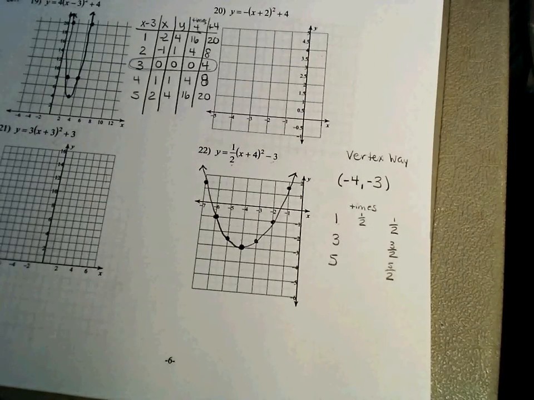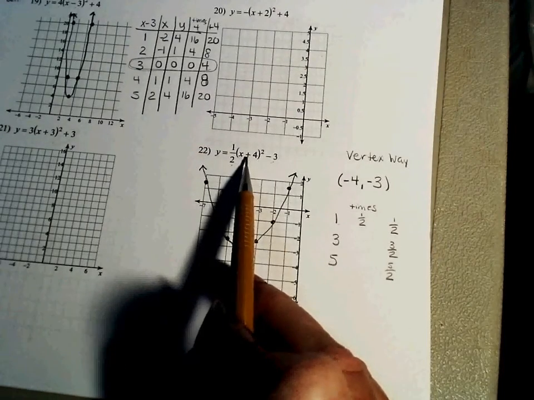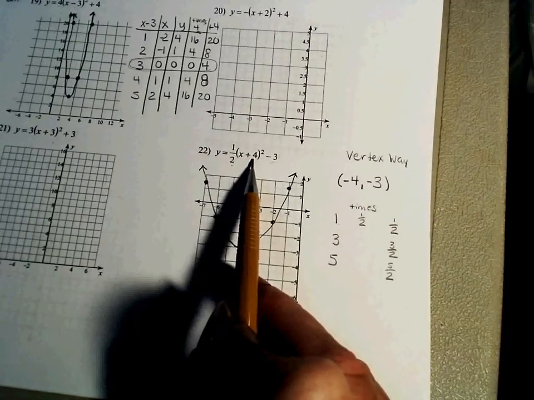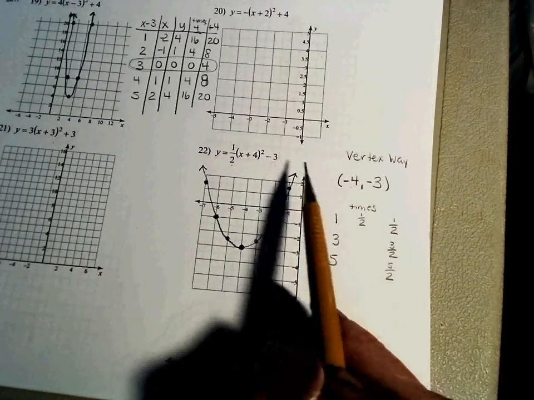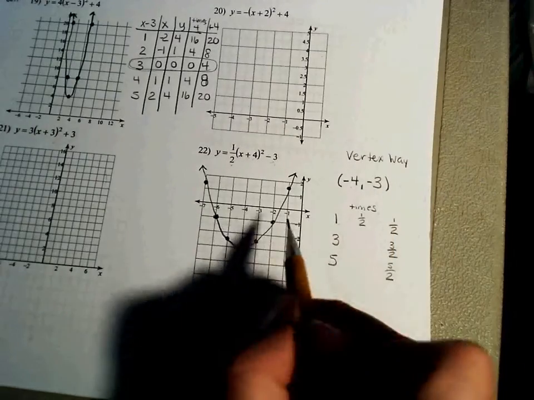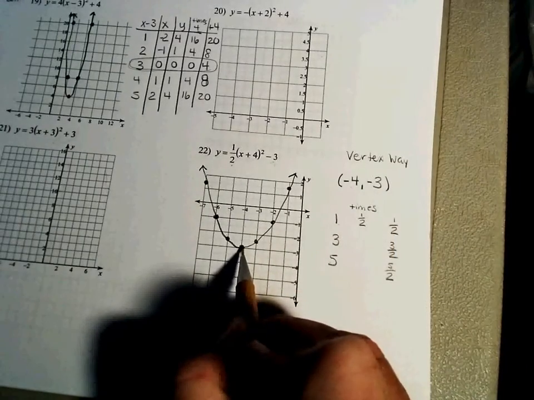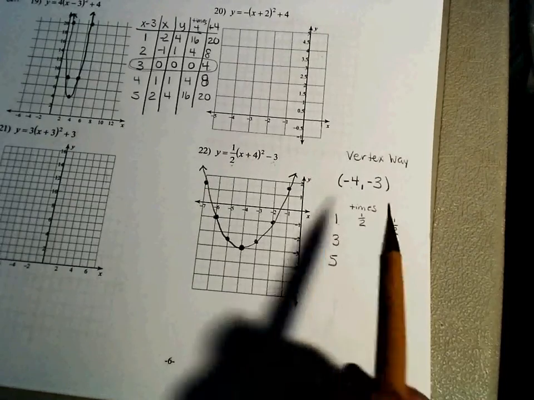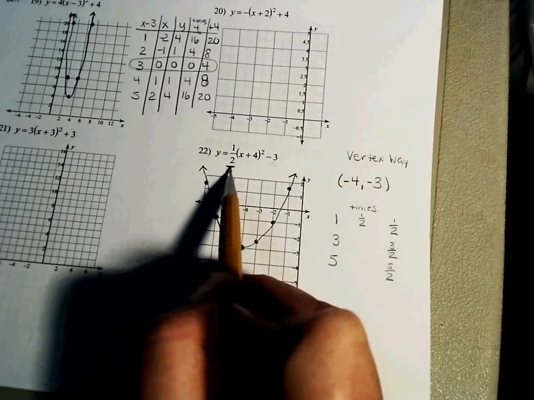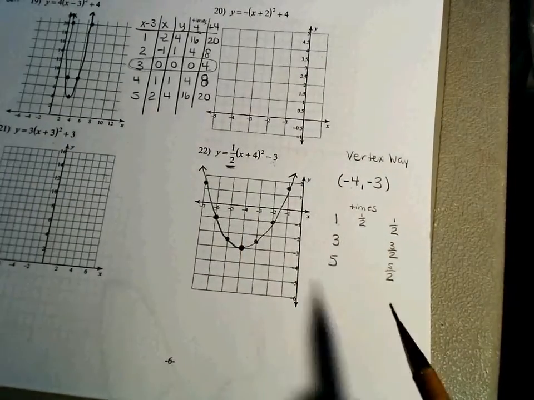Okay, so let's go through it one more time. Opposite in here, so that moves to the left 4. Same as out here, so that moves down 3. So there's my vertex, -4, -3. Then I write 1, 3, 5. My A value is that same A value.